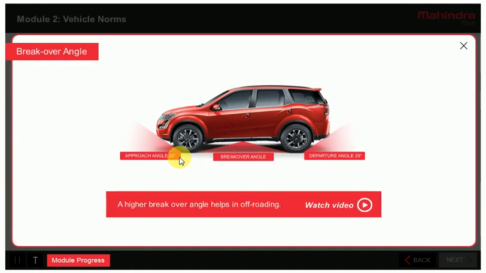A higher breakover angle helps in off-roading. Click on the button to see the consequence of low ground clearance and small breakover angle.